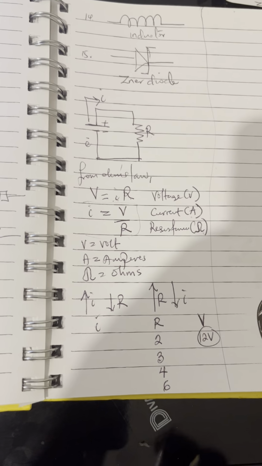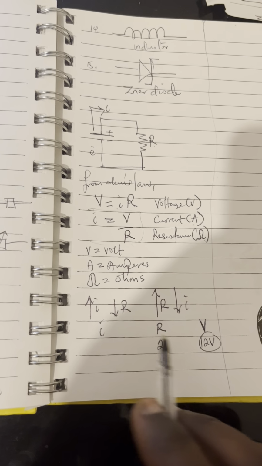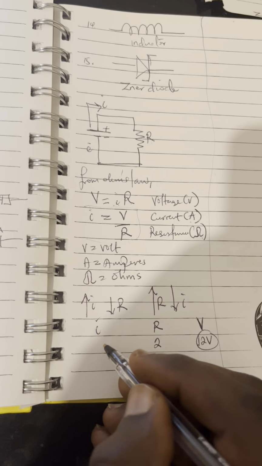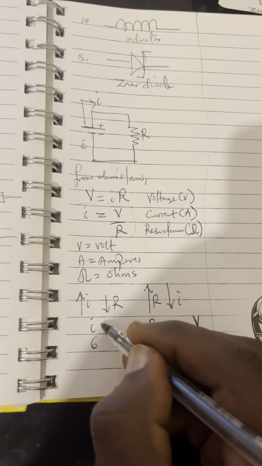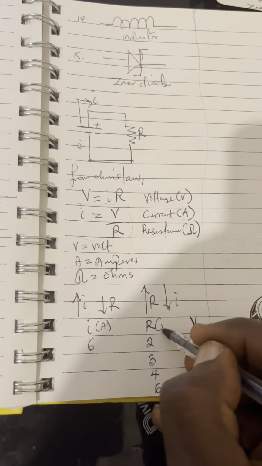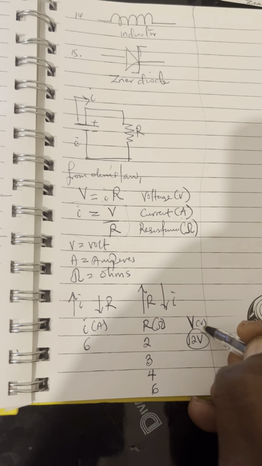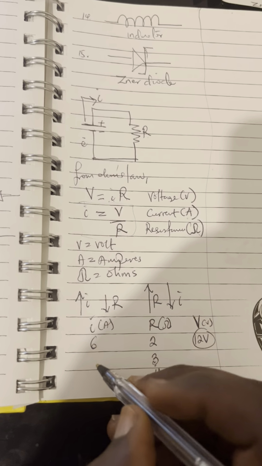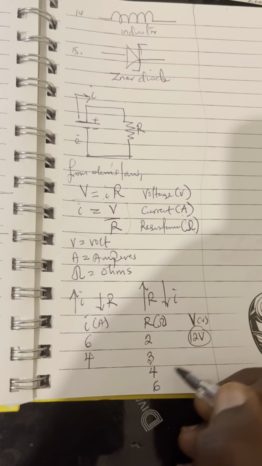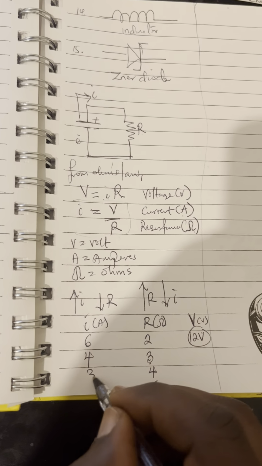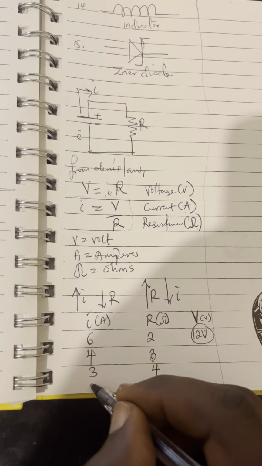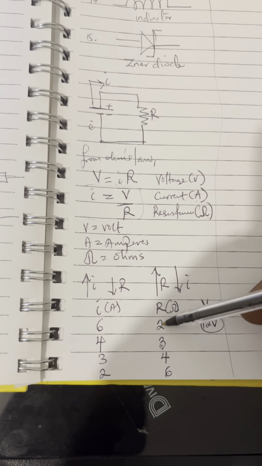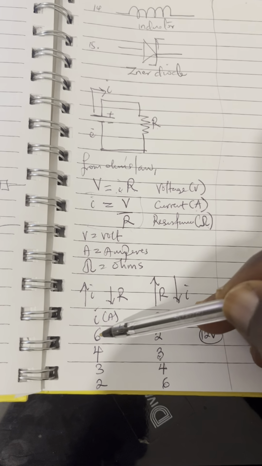We move to 6. So the corresponding current will now be 12 divided by 2. That is 6 amperes. This one is measured in amperes, this one is in ohms, this one is in volts. So 12 divided by 2 will give you 6. 12 divided by 3 will give you 4. 12 divided by 4 will give you 3. 12 divided by 6 will give you 2. You see that as you increase the resistance, the current drops.